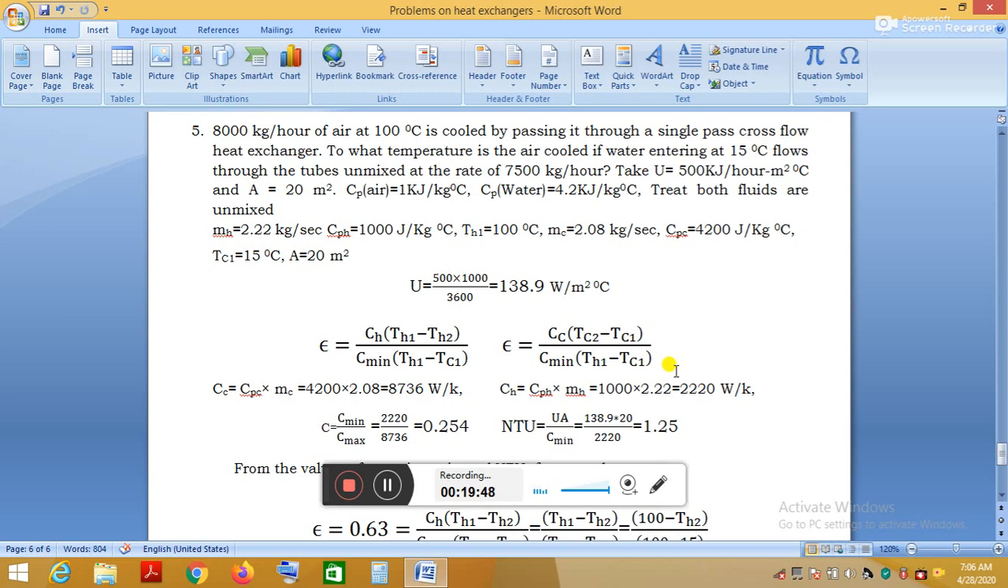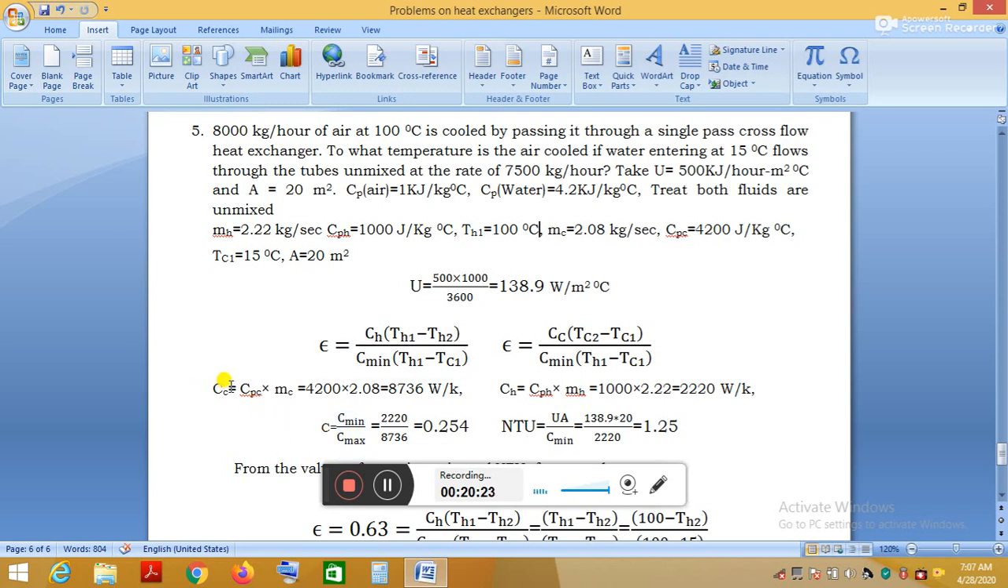In the problem he has not mentioned whether it is a counter flow heat exchanger or a parallel flow heat exchanger, therefore it is impossible to use the equations of effectiveness for parallel flow or counter flow. We can't use both equations because he has not mentioned which it is. We need to make use of general equations of effectiveness to solve this problem.